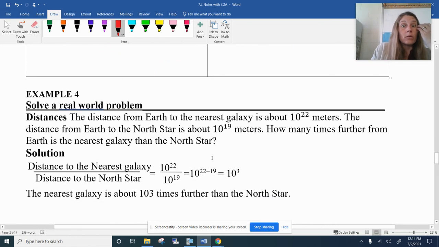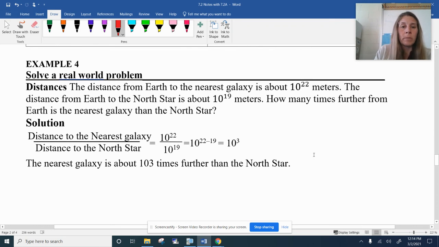Now, a lot of this is used in scientific notation. So when you're doing problems in scientific notation, you can use some of these properties to help you. So you don't have to take the numbers into these very large or very small numbers, and you can work with them within the scientific notation. So here it says the distance from Earth to the nearest galaxy is about 10 to the 22nd power meters. The distance from Earth to the North Star is about 10 to the 19th meters. How many times further from Earth is the nearest galaxy than the North Star?